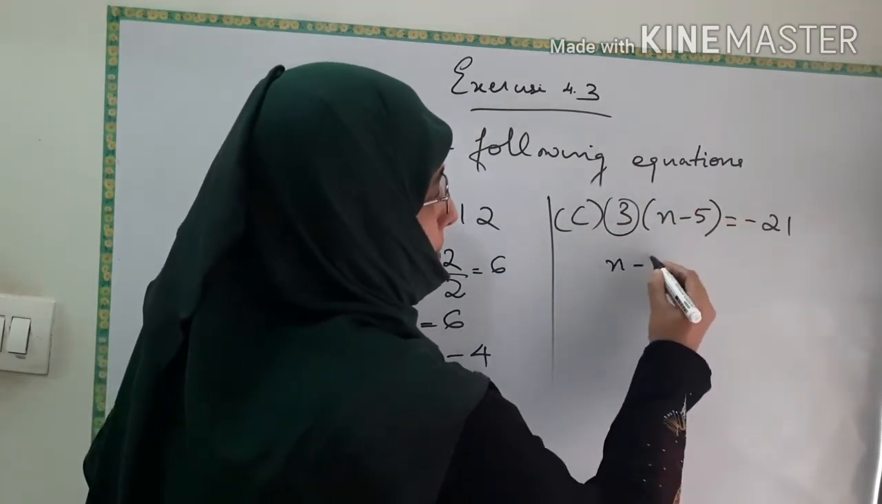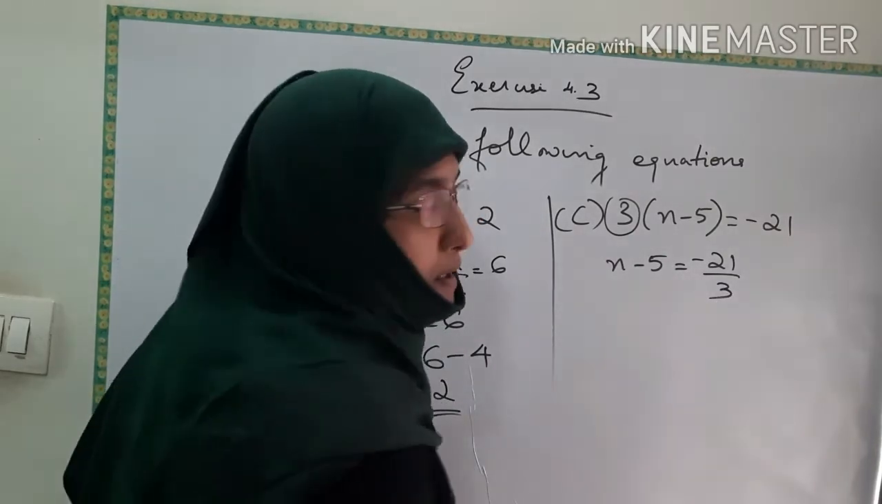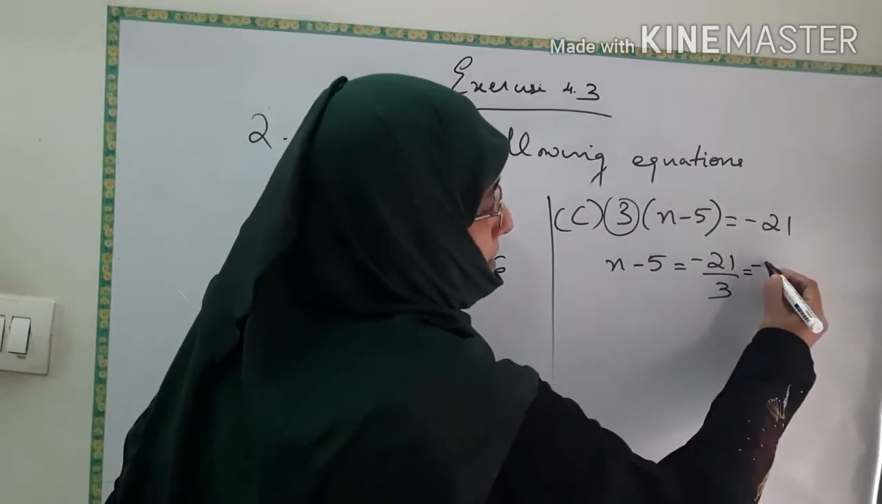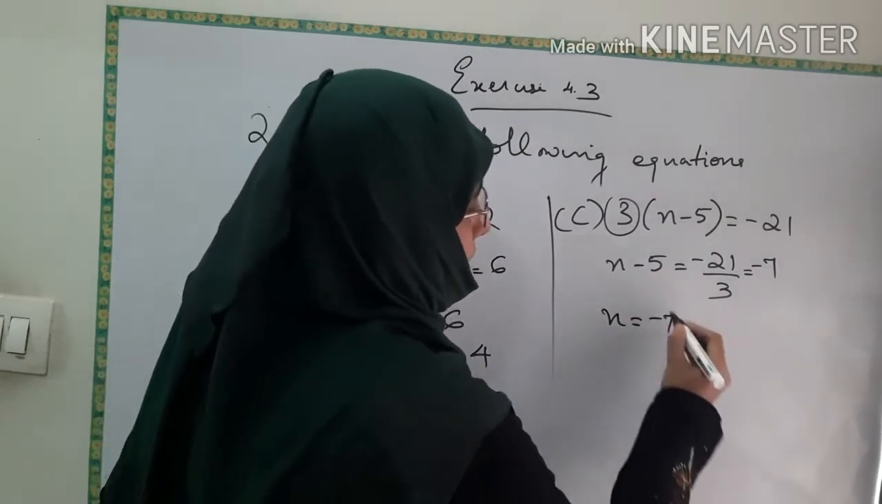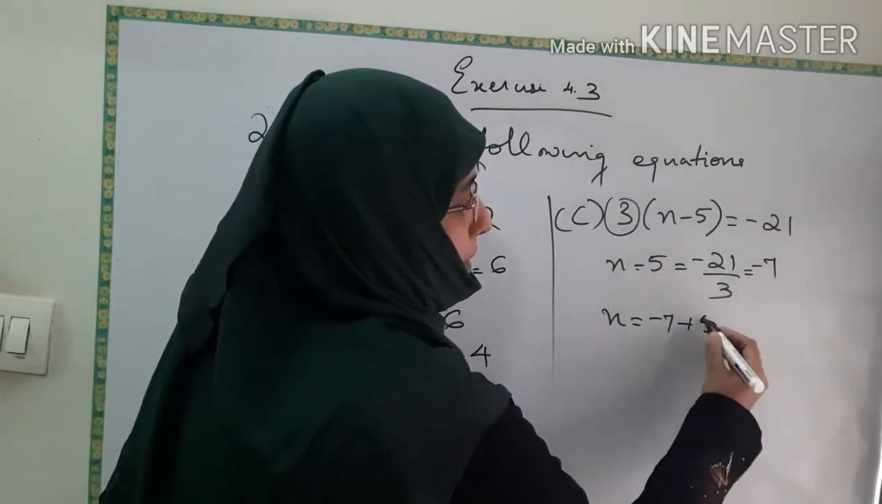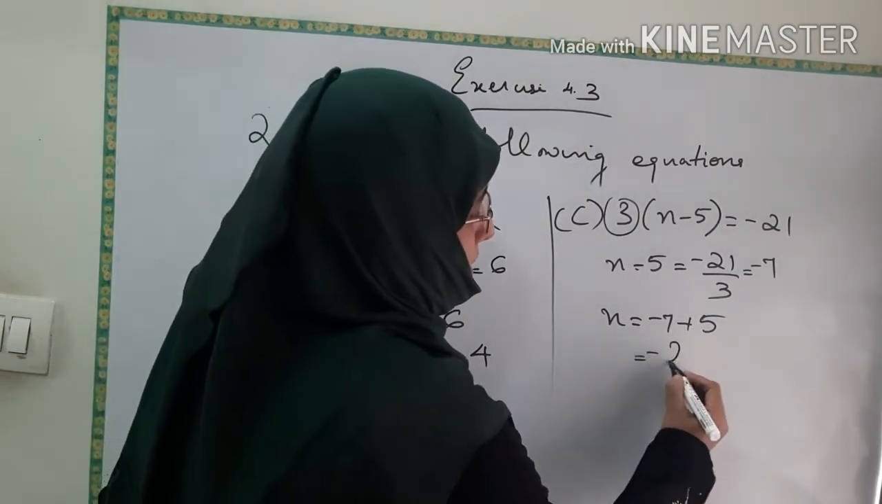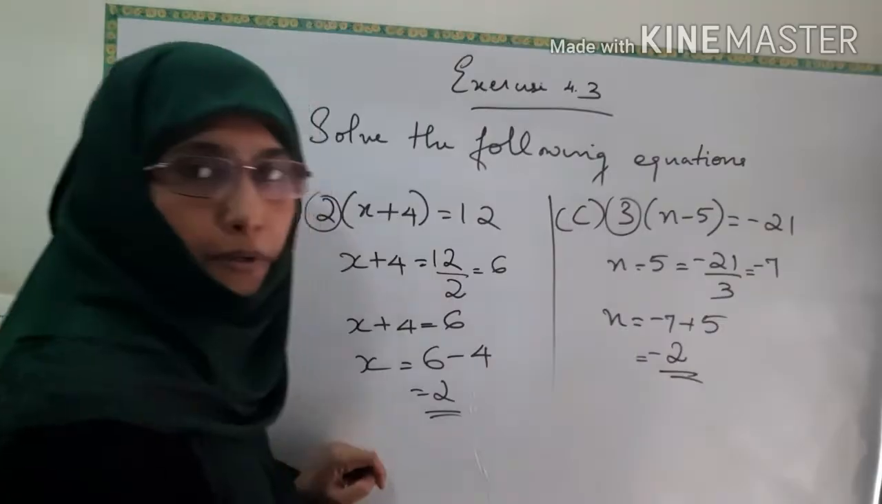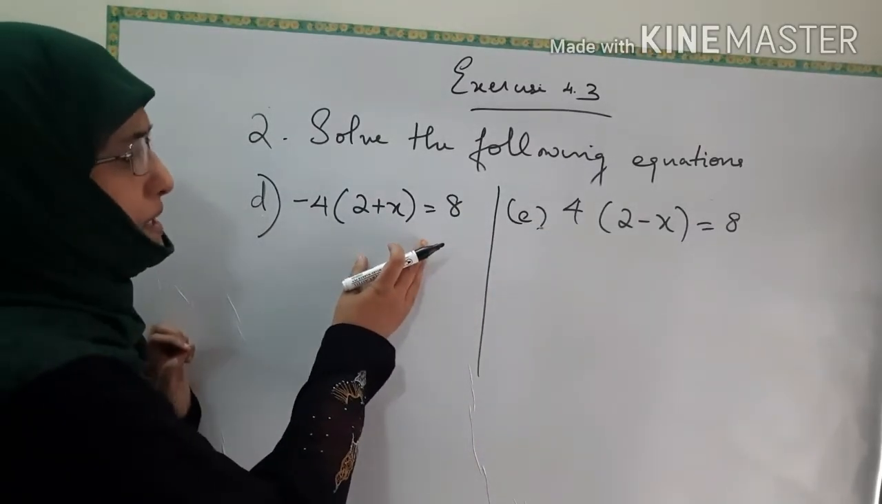So it becomes n minus 5 equal to minus 21 by 3. Minus 21 by 3 is minus 7. Then n equals minus 7 plus 5, since 5 goes to the other side and becomes plus 5. So minus 7 plus 5 is minus 2.